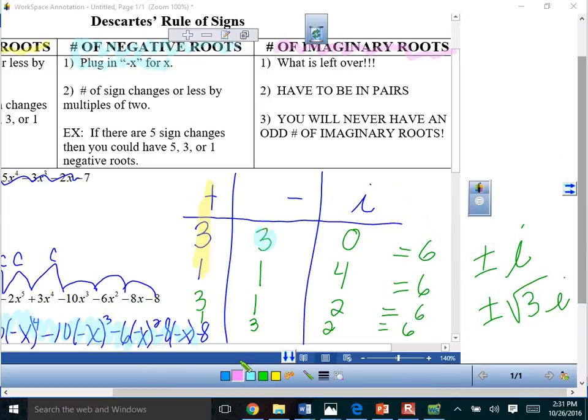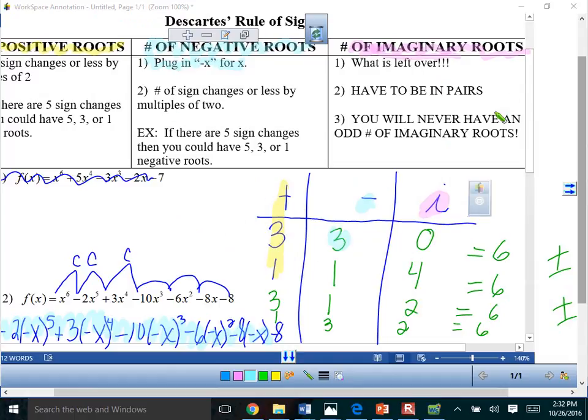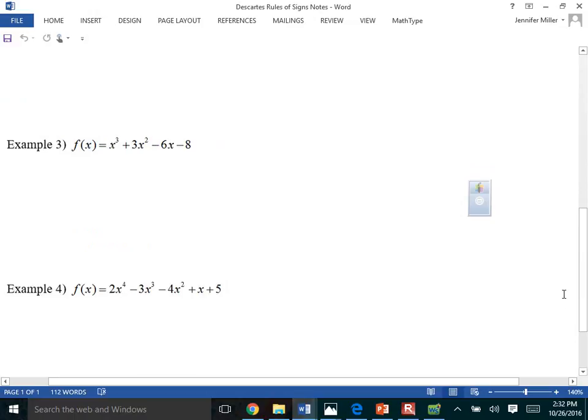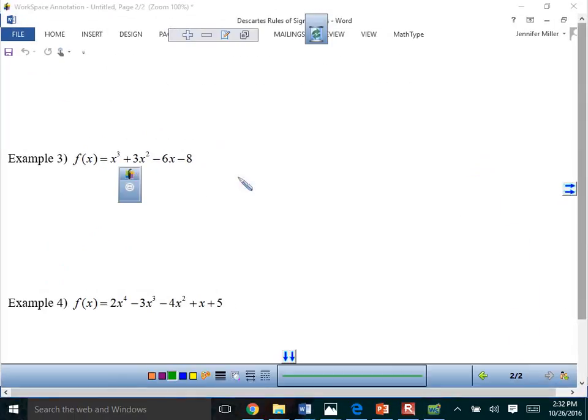And let me just color code this so you can see that imaginary, that's this one, negative corresponds with the second column, and positive with the first, okay? Now let's go on and do the same exact thing for number 3. Okay, so we're going to make our chart: positive, negative, imaginary.